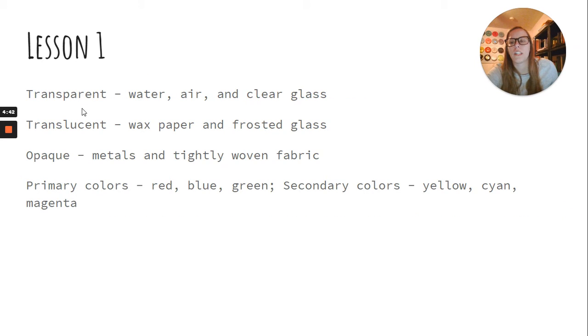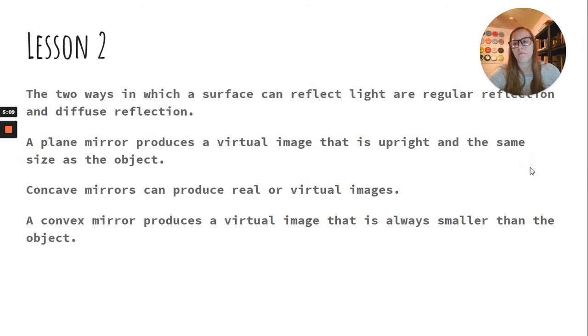So transparent is water, air, and clear glass. Translucent things are wax paper and frosted glass. Opaque things are metals and tightly woven fabric. And remember that primary and secondary colors are different than when we would think of like painting and art. So the primary colors of light, red, blue, and green. Secondary colors are yellow, cyan, and magenta. Remember, cyan is kind of a bluish color. Magenta is a purply red color.